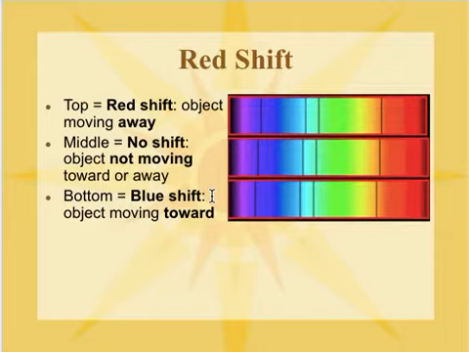On the top, when we compare the lines from the middle to the top, we can see all these lines have been shifted over to the right. So that one is moving away. Whereas all these lines in comparison have been shifted towards that purple or blue end, so those ones are all moving toward. And so we can tell the direction that an object is moving.